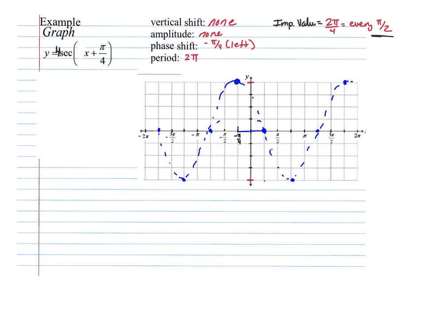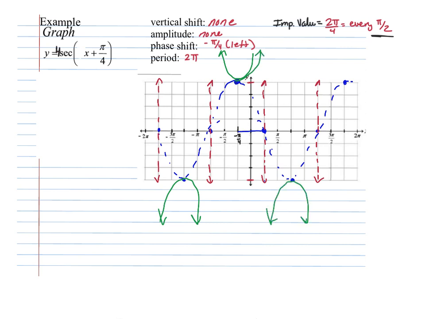Now we know that all our intercepts are going to be our asymptotes. And all our maxes and mins are going to be our actual function graph. Which means right here, we're going to have something that looks like this. Something that looks like that. And so forth.